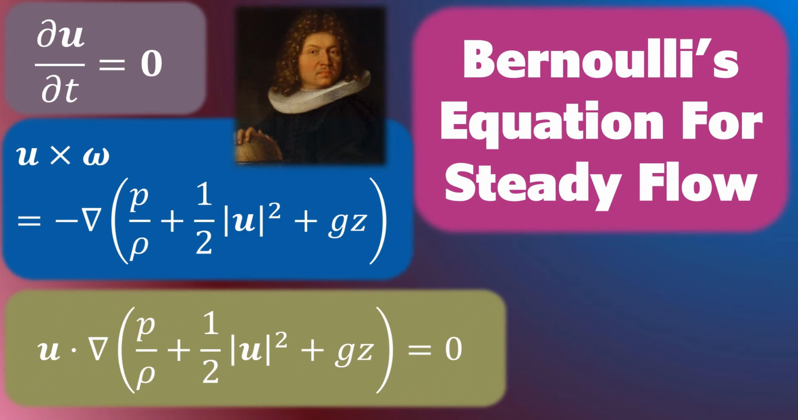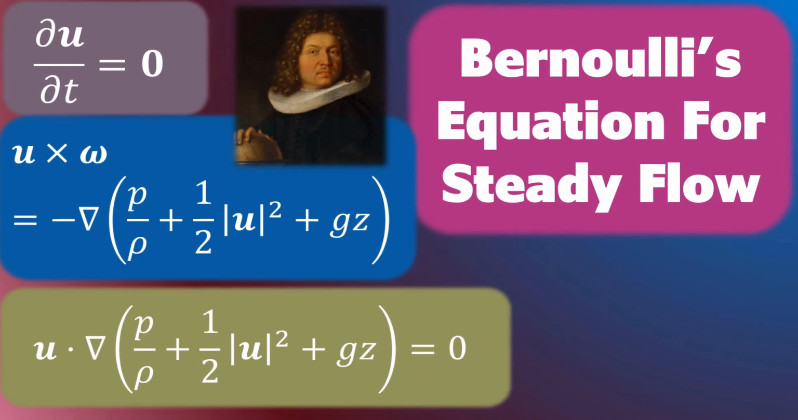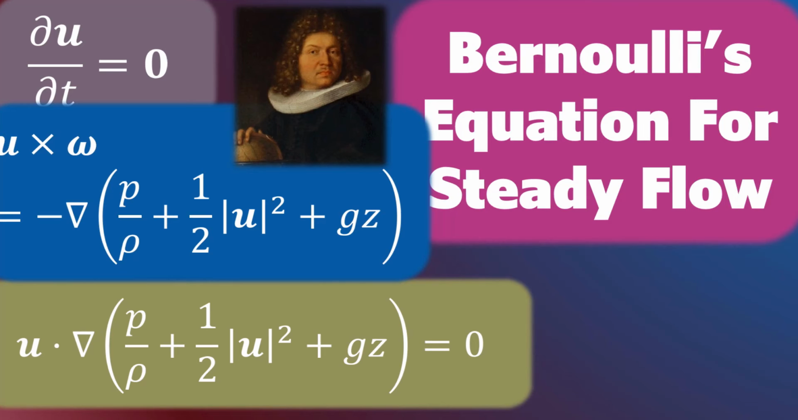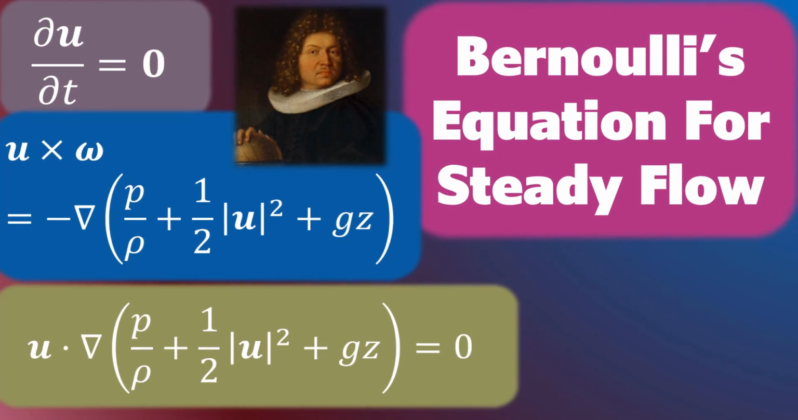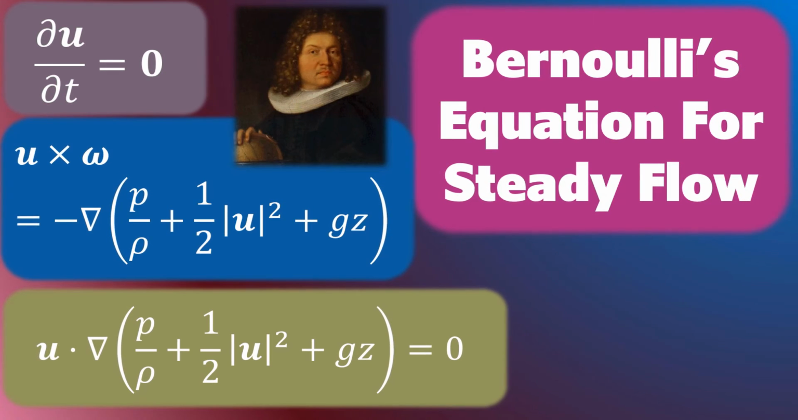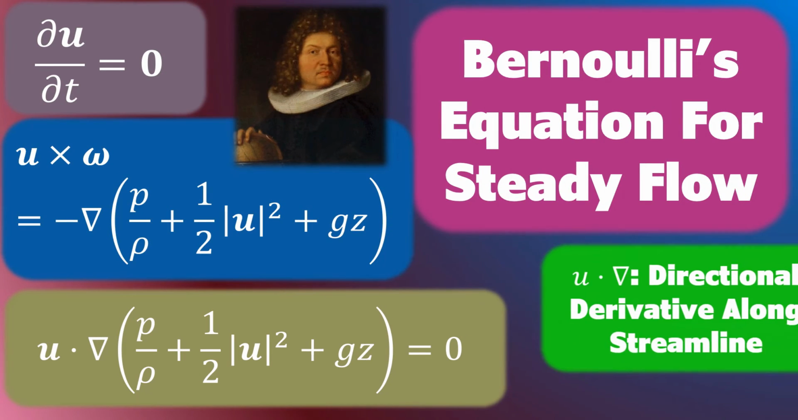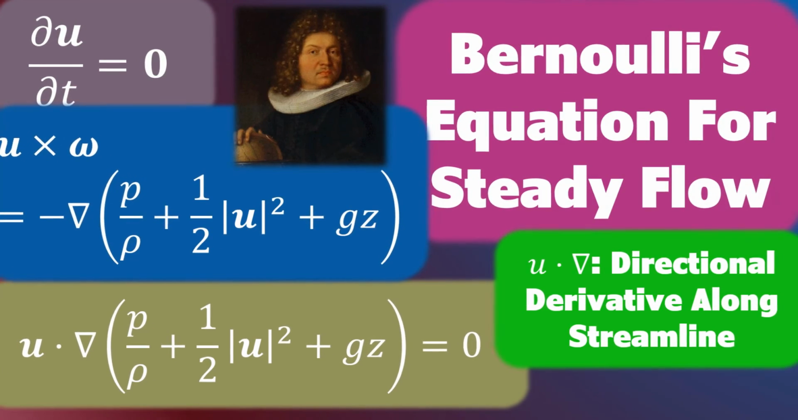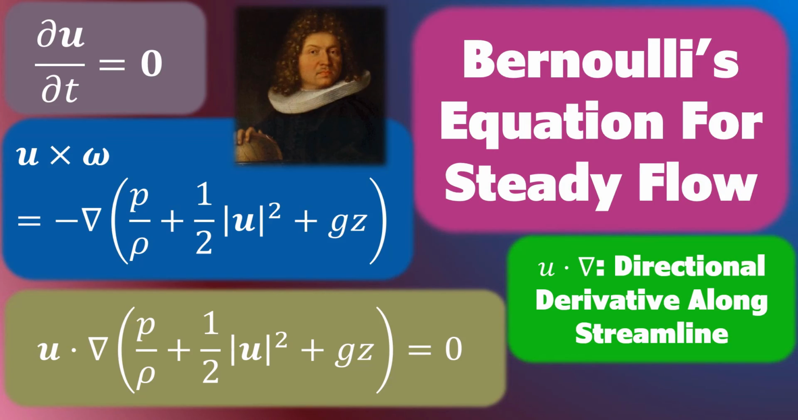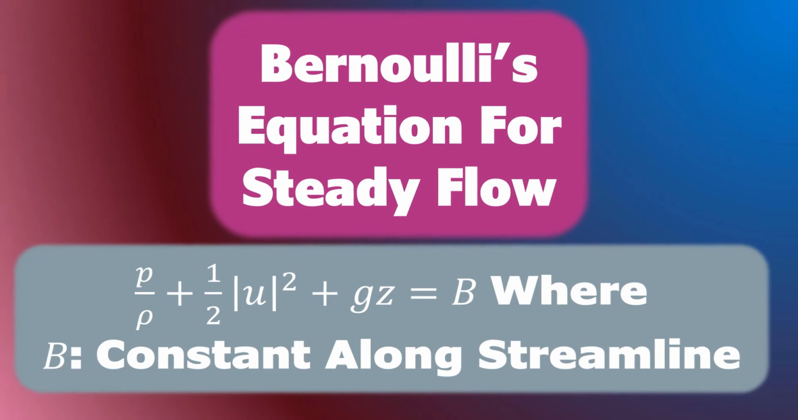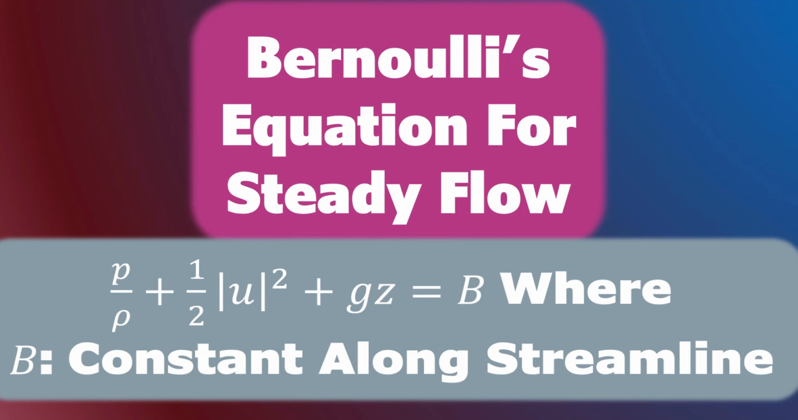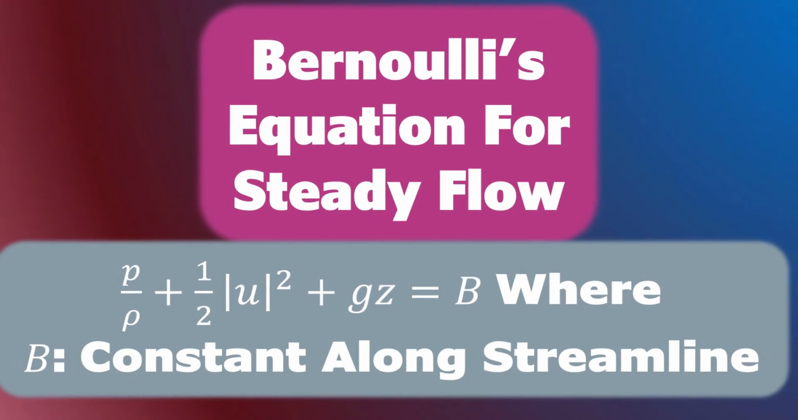Taking the dot product with u of this equation, we get that u dot grad of pressure over density plus a half u squared plus gz equals 0, since we have the identity that u dot the cross of u with omega equals 0. As u dot grad is the directional derivative along the streamline, the term in the bracket is constant on the streamline. So we have Bernoulli's equation for a steady flow: pressure divided by density plus a half u squared plus gz equals b, where b is constant along a streamline.